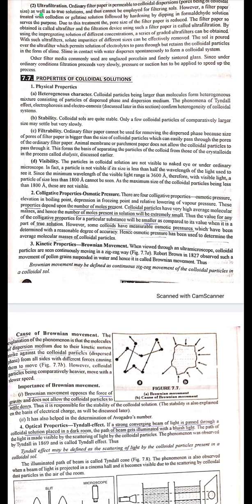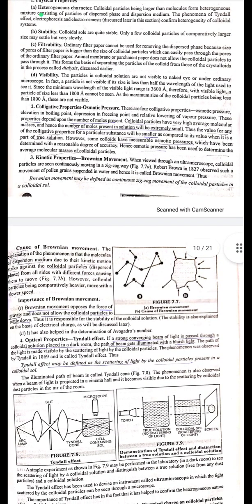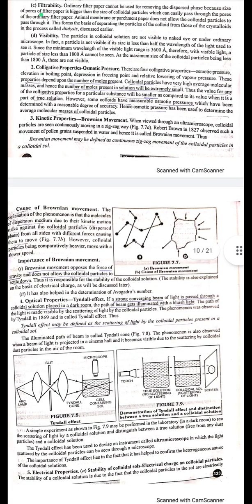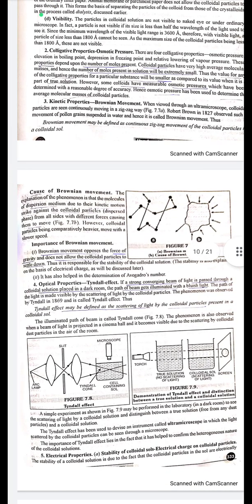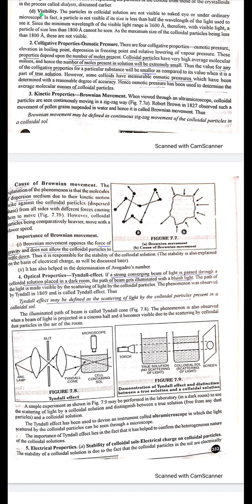Second, colligative properties, osmotic pressure. There are four colligative properties: osmotic pressure, elevation in boiling point, depression in freezing point, and relative lowering of vapor pressure. These properties depend upon the number of moles present. Colloidal particles have very high average molecular masses and hence the number of moles present in solution will be extremely small. Thus, the value for any of the colligative properties for a particular substance will be smaller as compared to its value when it is a part of a true solution.